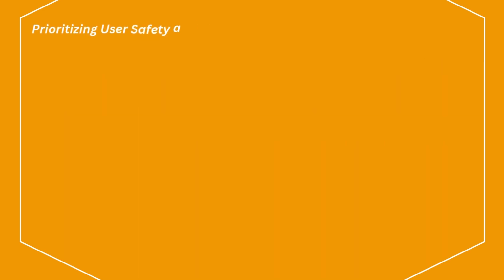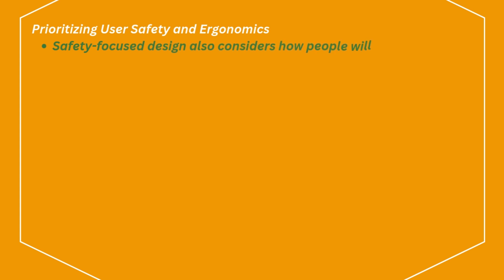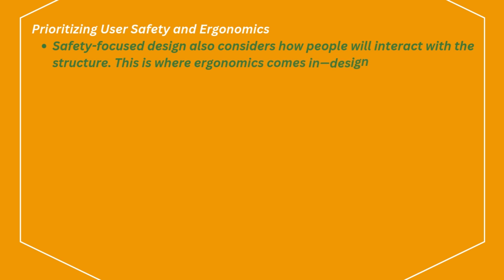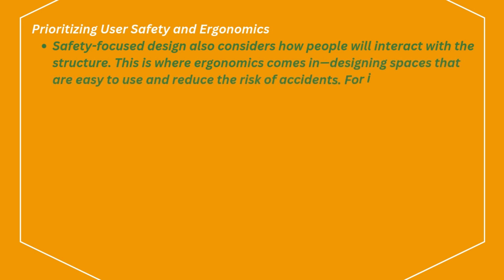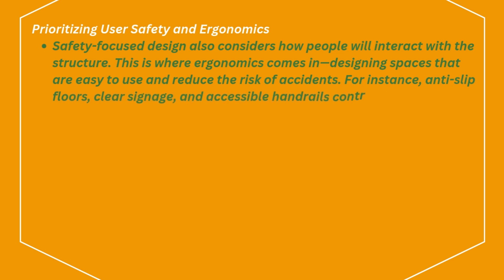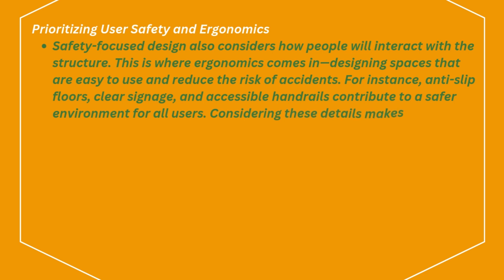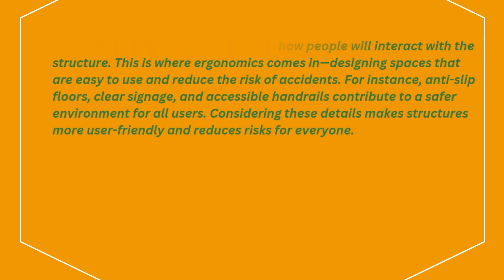Prioritizing user safety and ergonomics. Safety-focused design also considers how people will interact with the structure. This is where ergonomics comes in, designing spaces that are easy to use and reduce the risk of accidents. For instance, anti-slip floors, clear signage, and accessible handrails contribute to a safer environment for all users. Considering these details makes structures more user-friendly and reduces risks for everyone.